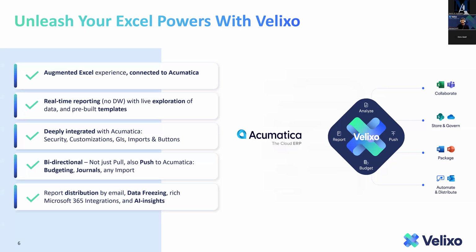So here's your solution. Our Excel add-in can be installed from your Excel and configured to connect to Acumatica within minutes. It offers real-time reporting with live exploration capabilities in Excel. It is deeply integrated with Acumatica. It allows you to write data back for scenarios like budgeting, forecasting, automation of business processes, journal transactions, does not matter, anything.